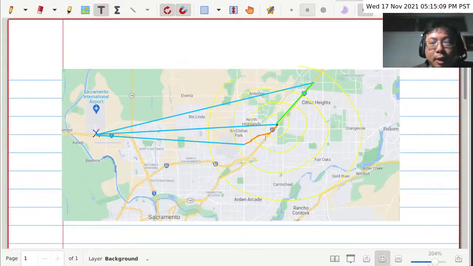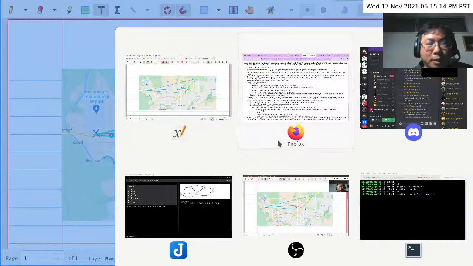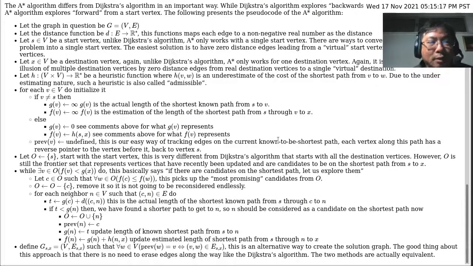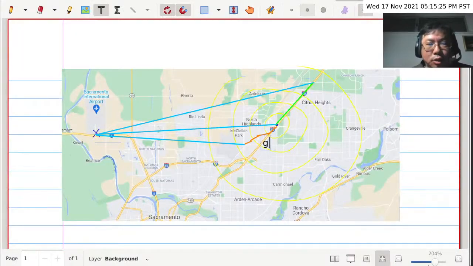Okay. So the length of the orange path here is, let me go back to my notes because sometimes I confuse myself. This is the actual length of the shortest path from the starting point to a particular vertex v. So this is g of v, and v is basically this point over here. This is your vertex v. This is vertex x because x marks the spot, and this is vertex s because this is the starting point. So g of v is referring to the length of the orange portion of this path here.